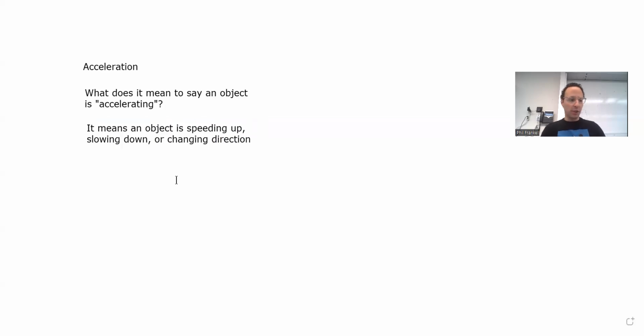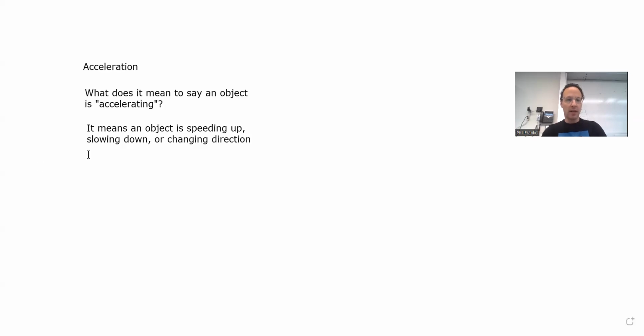So in any situation where an object ends up moving faster than it started moving, the object must have been accelerating during the time interval. Or if an object ends up moving slower than it was originally moving, the object was also accelerating during that transition, during that time interval. Or if an object is moving one way and at the end of some time interval it's moving a different way, the object was accelerating in that situation as well.